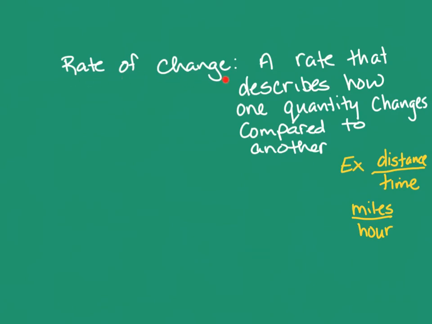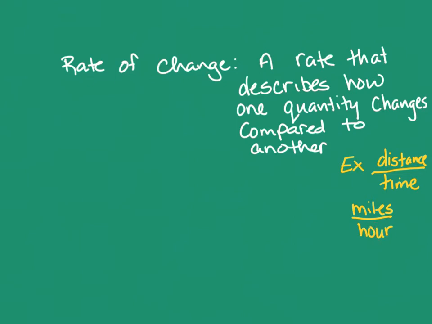So with rate of change, the definition of that is a rate that describes how one quantity changes compared to another. Example, distance over time. How does time change? How does distance change in comparison to how much time is passing? Another example, miles per hour would be distance over time. Unit rate would be if that is to 1 hour.